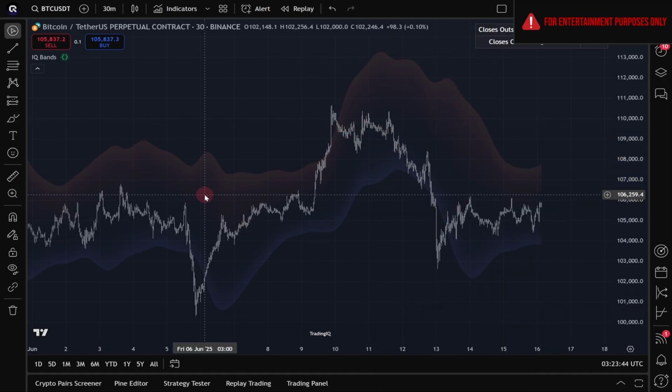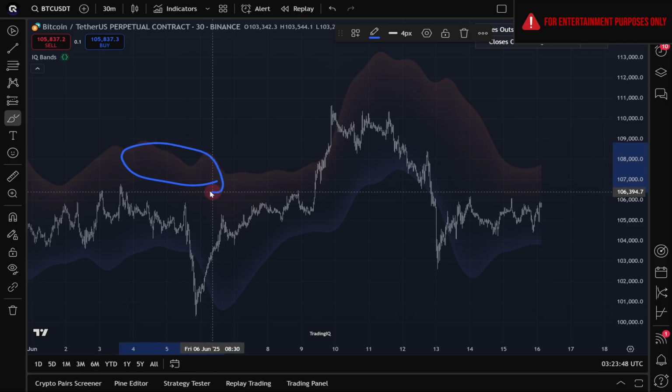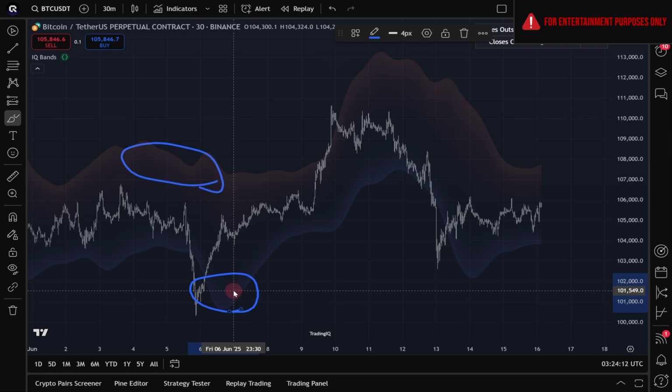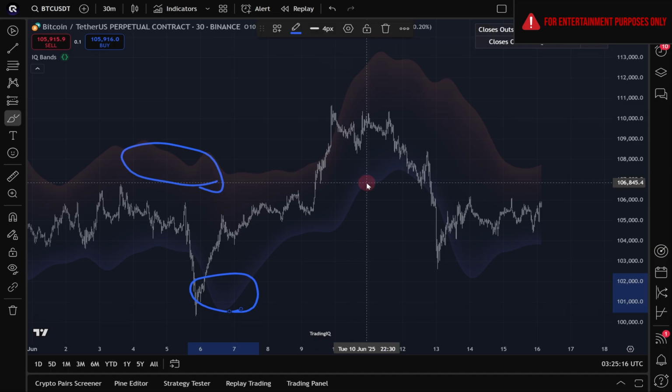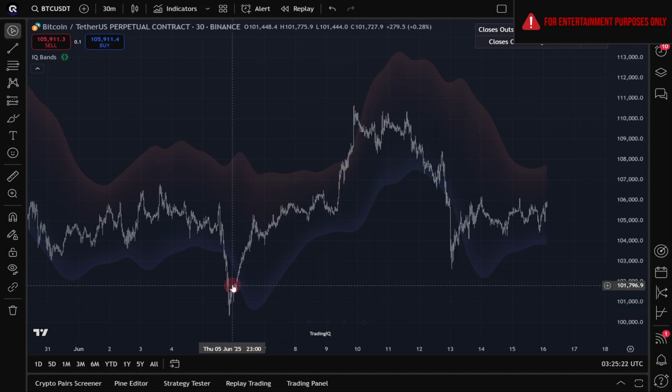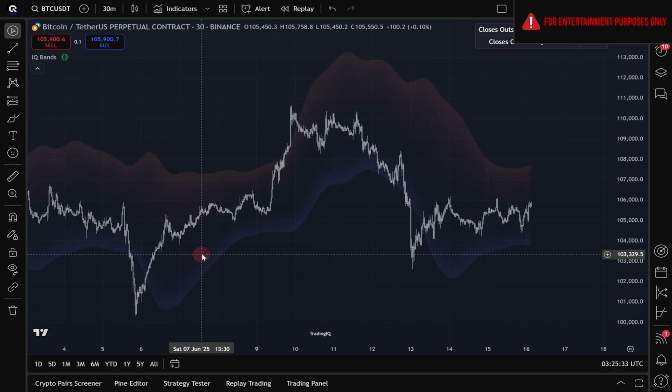Now, as I'm sure you can imagine, the more red-filled area of the IQ Bands indicates that price is trading at relatively high price areas regarding recent volatility in market structure, while the blue filled in areas of the IQ Bands indicate that price is trading relatively low compared to recent volatility in market structure. And just like the Bollinger Bands indicator, this is how most traders use the IQ Bands indicator to identify price areas where price would be relatively too high or relatively too low when taking into account market structure in recent volatility.